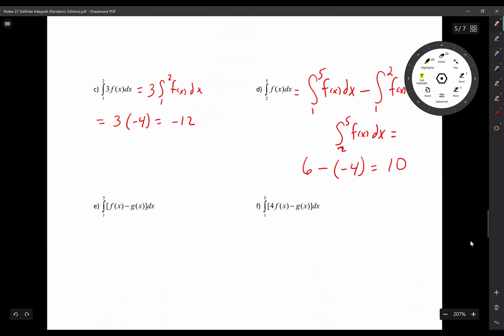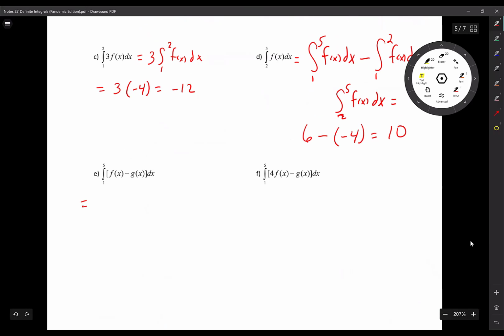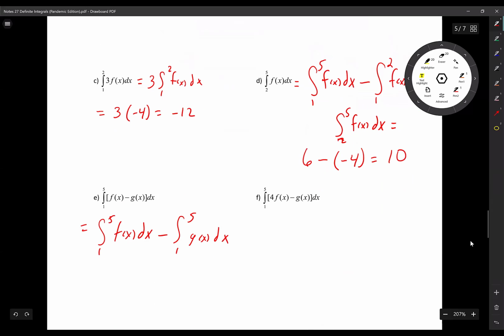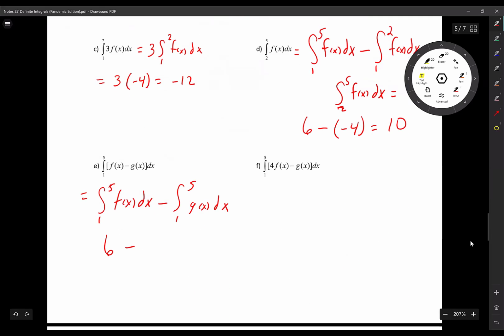Okay. Let's see the next one. This one, we can just separate it, guys. That's your sum or difference of integrals. You can just go 1 to 5 of f of x, minus integral from 1 to 5 of g of x dx. That's all you're doing. So from 1 to 5 of f of x is 6. So I'm going to write that. Minus 1 to 5 of g of x is 8.